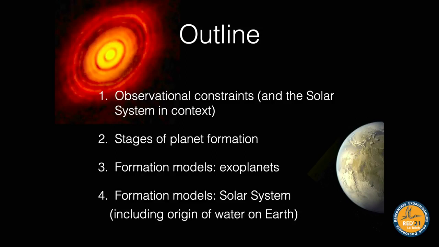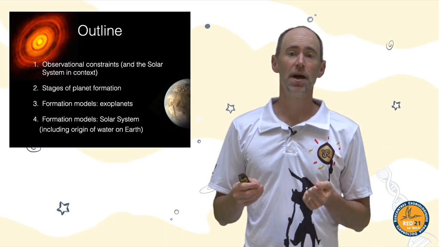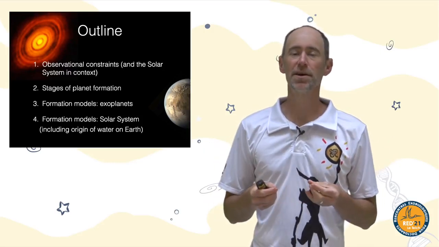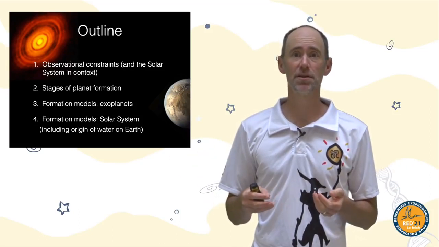To start off, I'll talk about observational constraints. What is it exactly that planet formation models are trying to explain? Because it's important to know where you're going. The second part will be the stages, based on what we think we know now, the different steps of planet formation, how things grow. Then we'll look in some detail at exoplanet systems and talk about how we think they form. And then we'll wrap up talking about how we think the solar system formed. And since this is an astrobiology school, we'll talk a little bit about the origin of Earth's water, since water is obviously of great importance from an astrobiological standpoint.